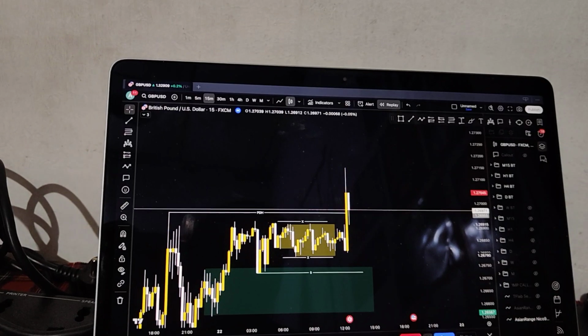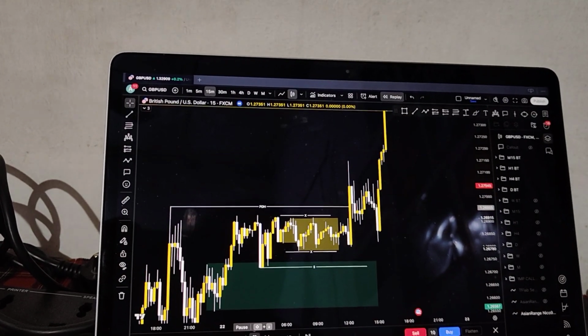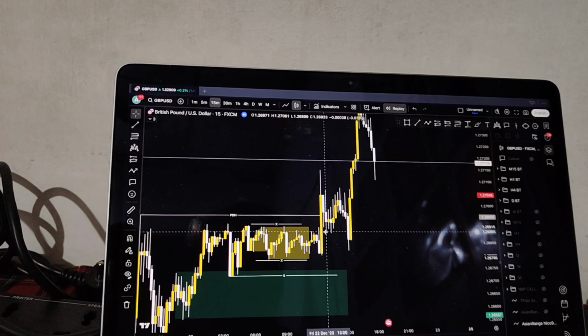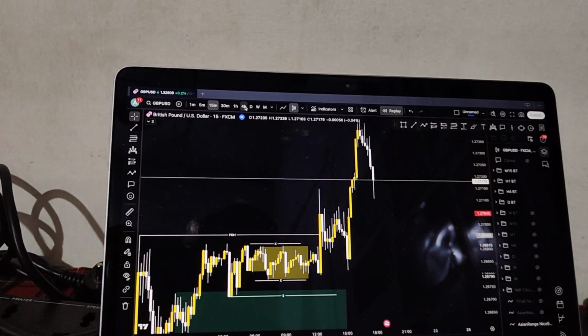And the market started chopping around here. It would have been a winning trade, but it was not, so it is what it is.